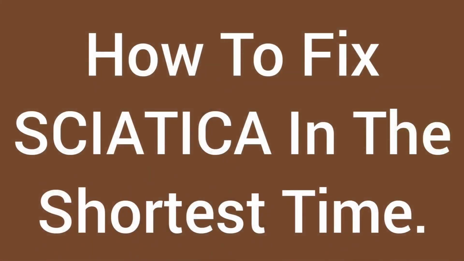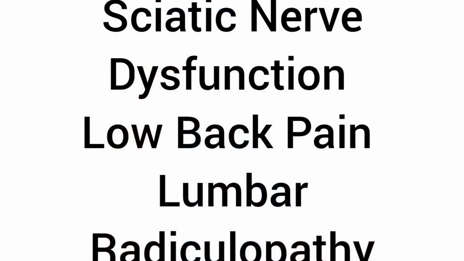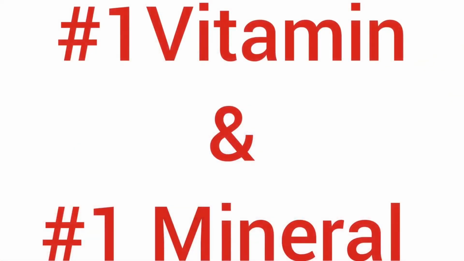Today, we're going to talk about sciatica, how to fix sciatica in the fastest time possible. Sciatica goes by several names like sciatic nerve dysfunction, low back pain, or lumbar radiculopathy. As sciatica is a symptom of a more specific medical condition, the underlying cause should be identified and treated. So in this video, we will look at two key components in tackling sciatica. That is one important vitamin you need to fix sciatica and another important mineral you need to fix sciatica.